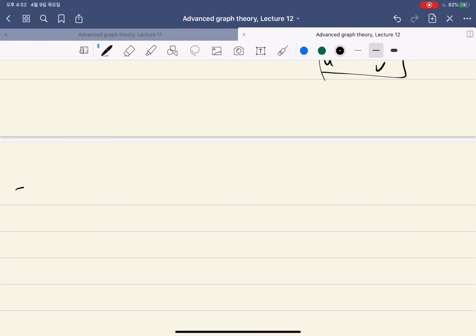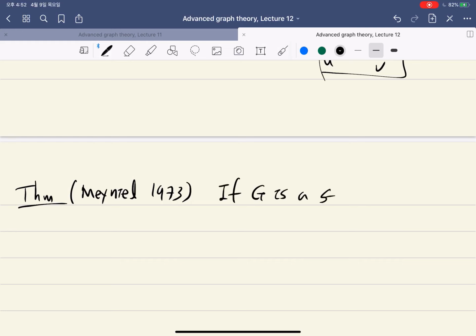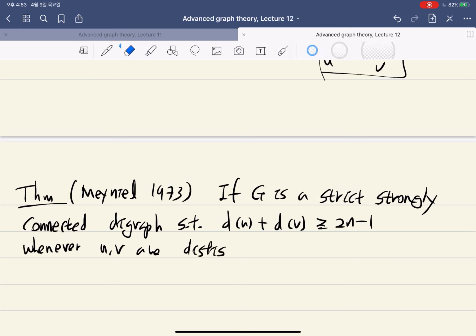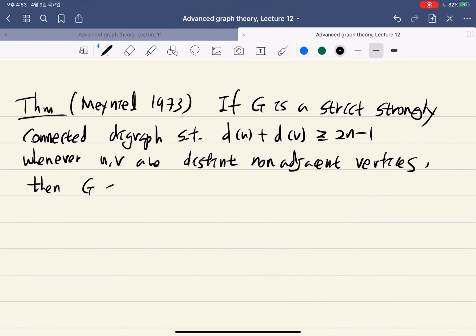And these two theorems can both be derived from the following theorem by Meyniel. If G is a strict, strongly connected digraph such that d(u) plus d(v) is at least 2n minus 1 whenever u, v are distinct non-adjacent vertices, then G is Hamiltonian.